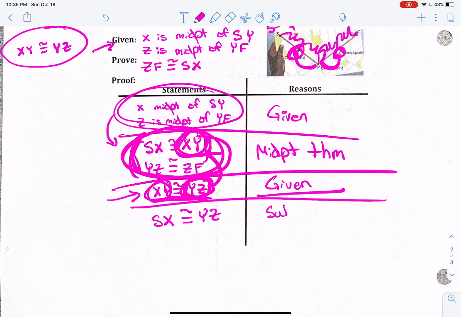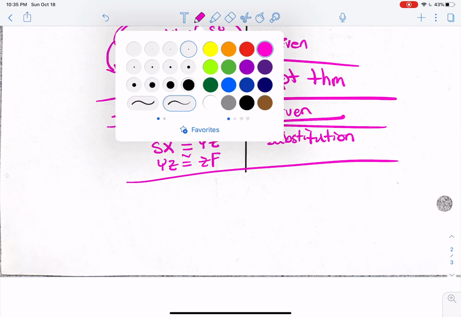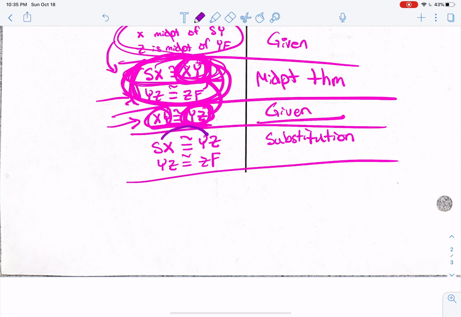And I can do that by using substitution, okay? And then I'm going to take this step right here, since those were at the same level, and I'm going to rewrite it, but I'm not going to change it. So I really just took this first line here and replaced the XY with the YZ. Substitution, that's what I did there, all right? Now let's read what this says. If SX is the same thing as YZ, and YZ is the same thing as ZF, then what conclusion can I draw there? This is kind of like saying A is equal to B and B is equal to C. So I can say A is equal to C.